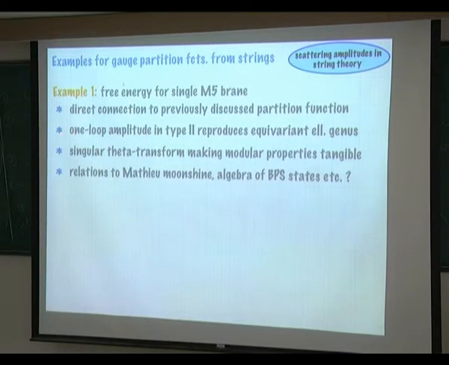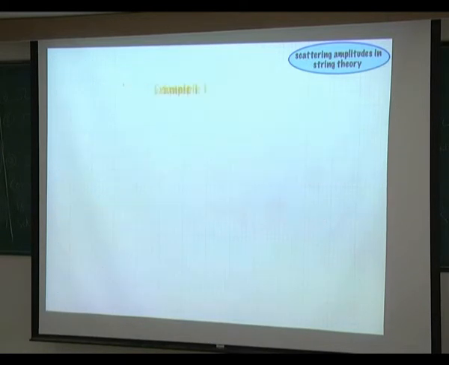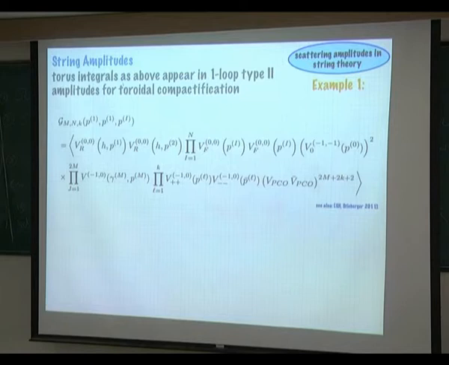I will show to you that there's indeed a one-loop amplitude in type II string theory, which reproduces as an integrand the equivariant elliptic genus, such that its worldsheet integral gives me the partition function. In more mathematical terms, this goes by the name of a singular theta transform. So the gauge theory partition function arises as a singular theta transform, as a theta lift, if you wish, from the equivariant elliptic genus. And this might have interesting relations to moonshine or the algebra of BPS states. I guess I will skip the second example, so let me just go with the first example here.